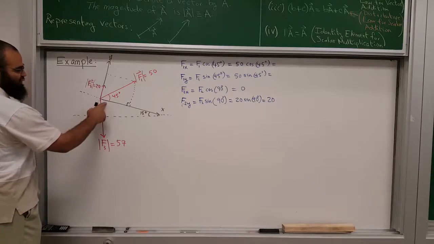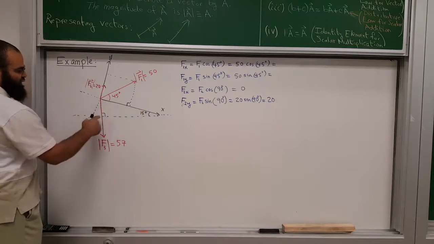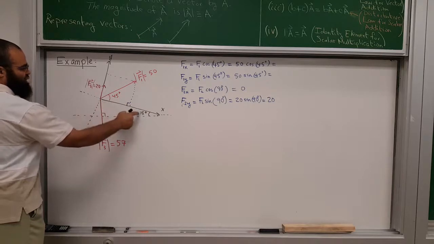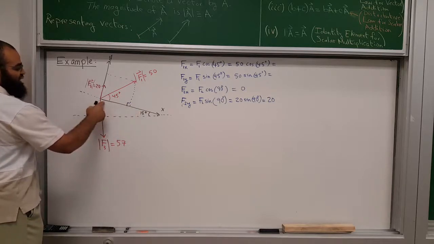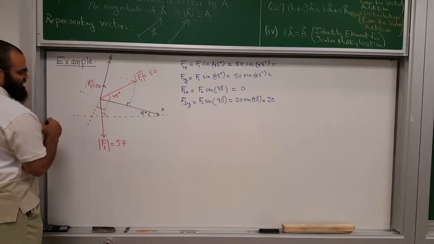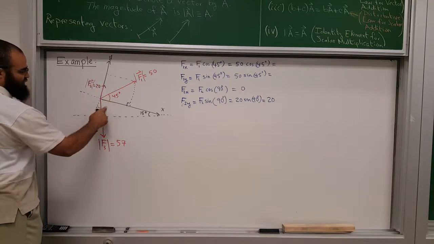So what would this angle be? Well, the sum of the angles of a triangle is 180. This is 90 already, so these two must add up to 90. So 15 plus something gives me 90, so this angle must be 75. But then this angle here is 90, right? Because this is the y-axis, this is the x-axis, so that's 90.